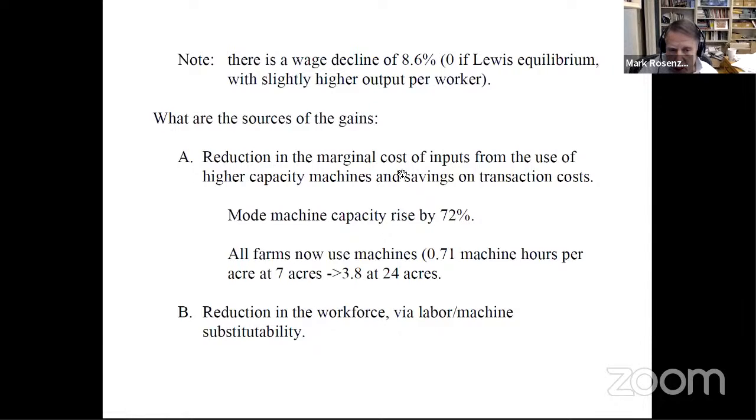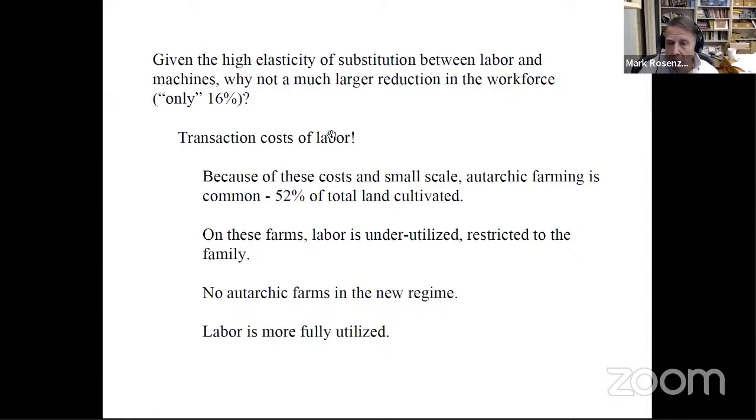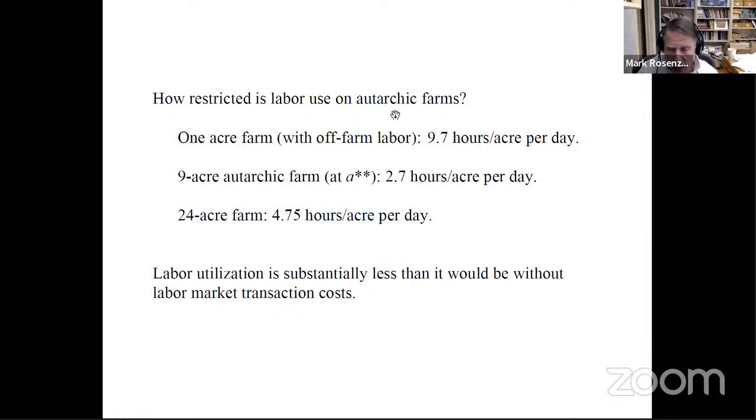The sources of the gains. Machine capacity rises by 72%. Almost all farms now use machines. There's a reduction in the workforce because of the substitutability between labor and machines. Okay, there are economies associated with the fact that now you don't have any autarkic farms, which underutilize labor. In fact, the calibration shows that on a typical autarkic farm, they only use 2.7 hours per acre per day, as opposed to the efficient 1 acre farm, which uses almost 10 hours per acre per day. And of course, the largest farm, the optimal farm, is only using half of the hours per acre per day of the 1 acre farm, because they can save using the machinery.